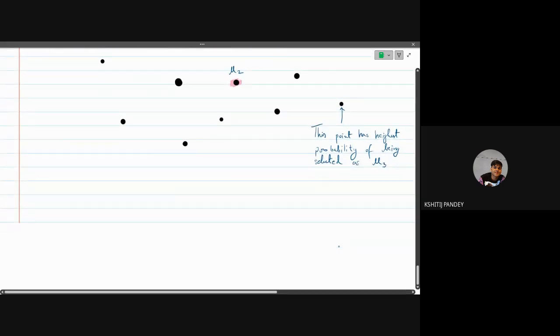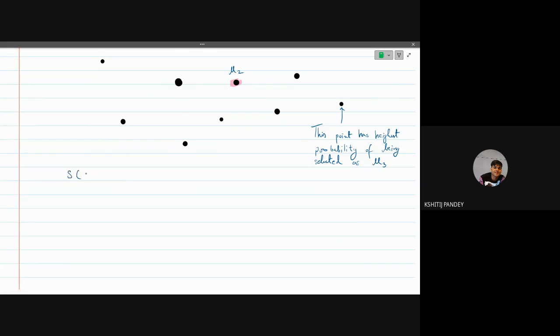And let me write the function for score. So the score for point x is what? The minimum distance between, well, what do you do for a given point? You calculate the distance of this point to all cluster means. Let's say we have cluster means 1 to L minus 1. So the smallest distance among these distances will be your score.